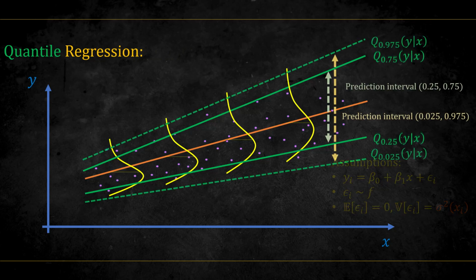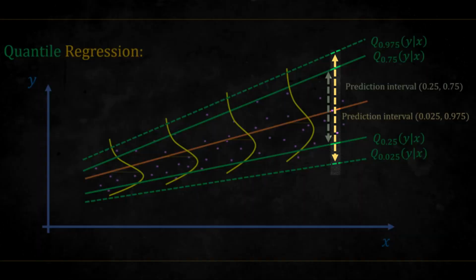Note that in all these examples, getting prediction intervals from quantile regression is quite simple. You simply calculate two different quantile regressions for the desired quantiles. For example, if we calculate the regression for the 0.025 and 0.975 quantiles, we will get a 95% prediction interval.